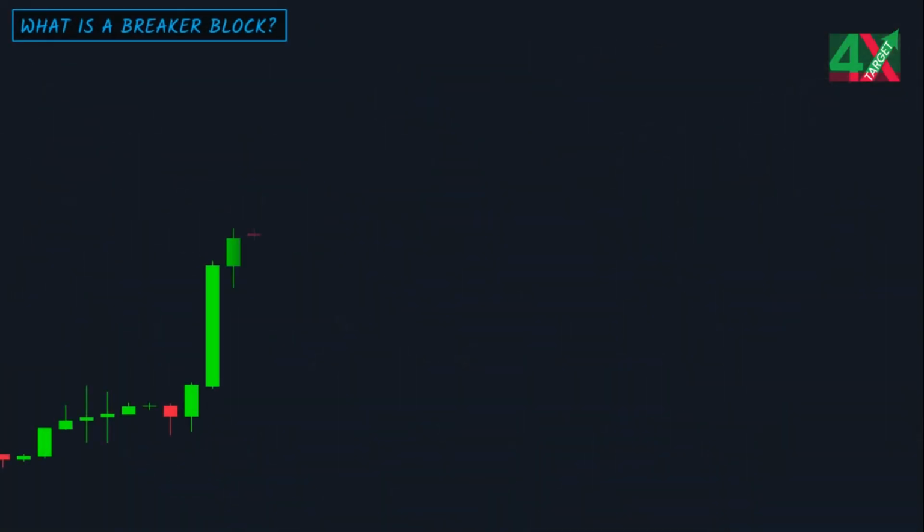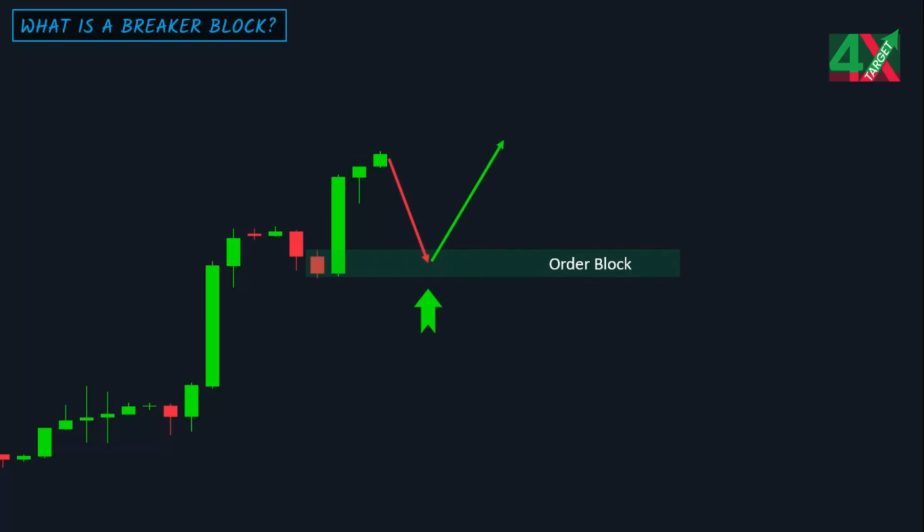An order block is simply a price zone where institutions place large sell or buy orders, creating areas of supply or demand, to move the market in their intended direction. But sometimes, that zone doesn't hold. A breaker block forms when an order block fails.